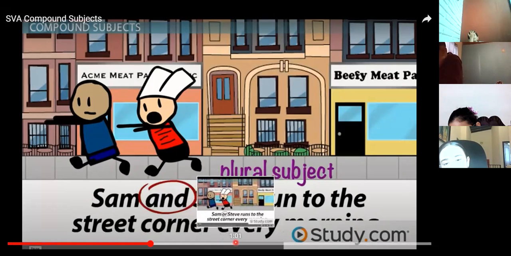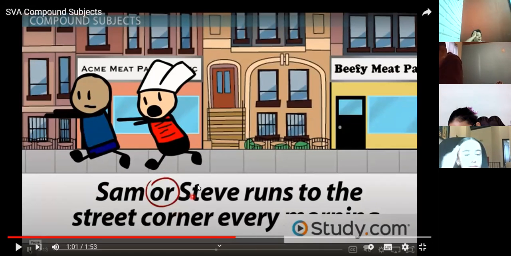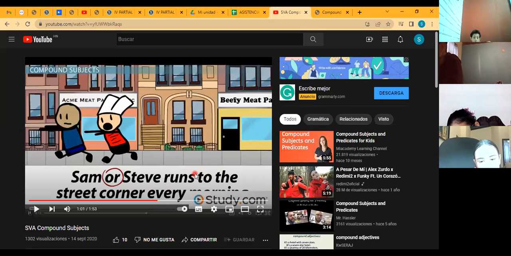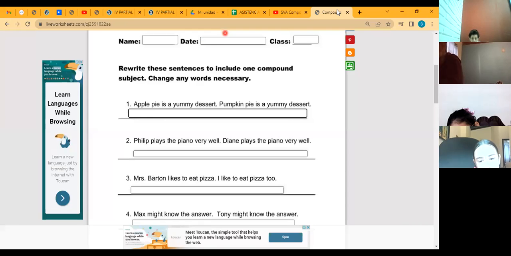Now, for a compound subject, you can also use the word or, as I mentioned in the video: Sam or Steve. But here I'm saying Sam is the one that is running, or Steve, one of them, just one, not the two of them. So this was compound subject, class. You can use and or or when you are writing a compound subject.